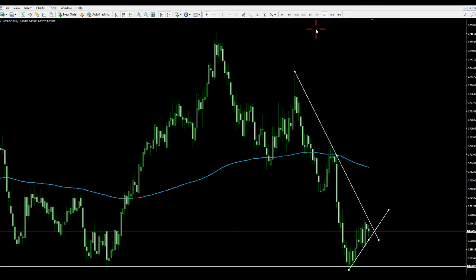We're going to talk about some forecasts and how to trade some of these assets. So we have the Kiwi here, the New Zealand dollar and the US dollar. Okay, so start with the daily.